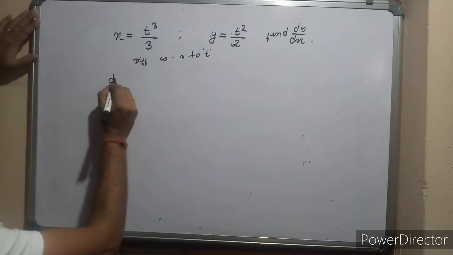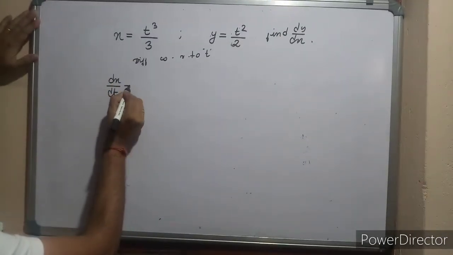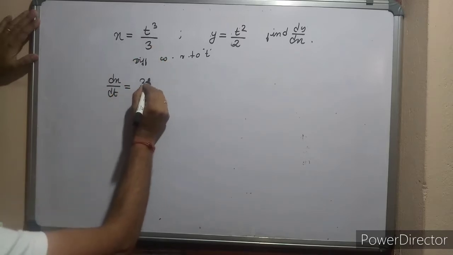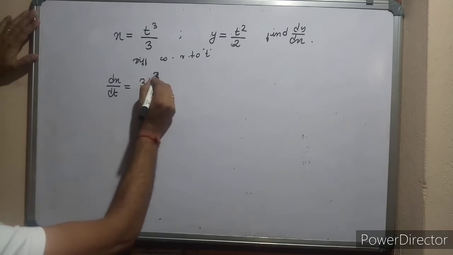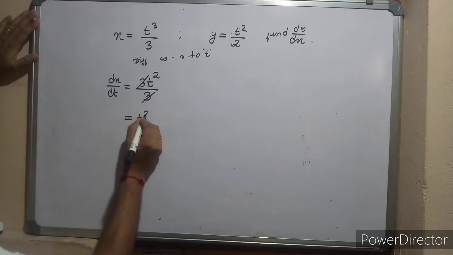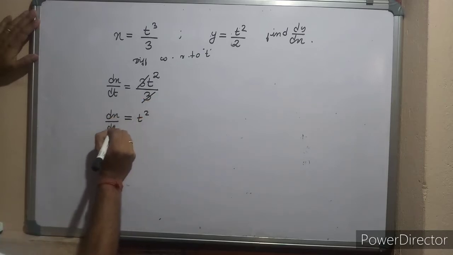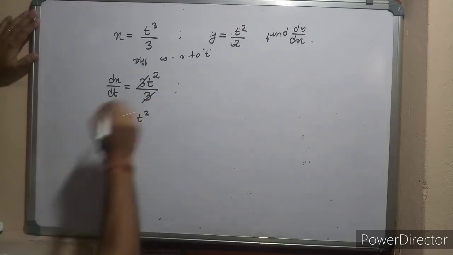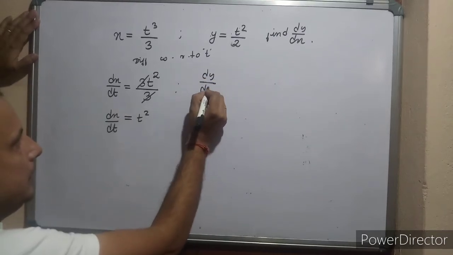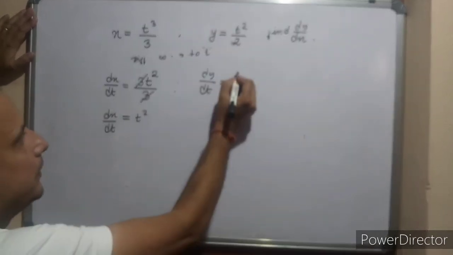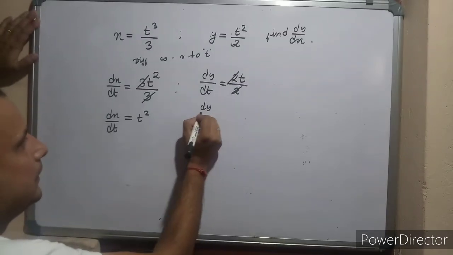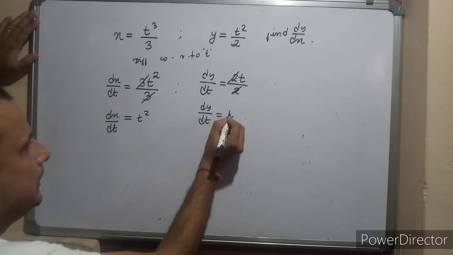X with respect to t: dx over dt equals the derivative of t cube. By the x to the power n formula, 3t to the power 3 minus 1, the 3 over 3 gets cancelled. Now it is t square, the value of dx over dt. Same way I'll differentiate the other function. y equals t square by 2, then dy by dt equals the derivative of t square, which is 2t by 2. Cancel. Now dy by dt equals t.